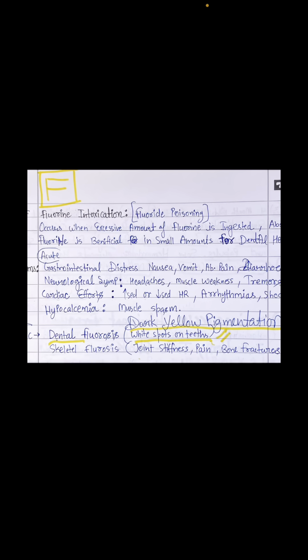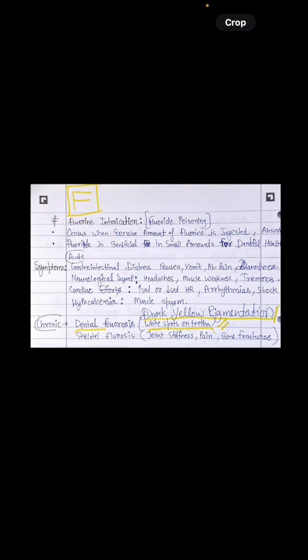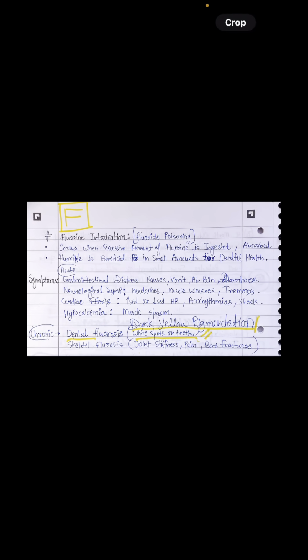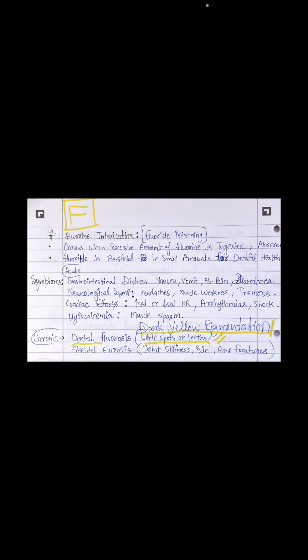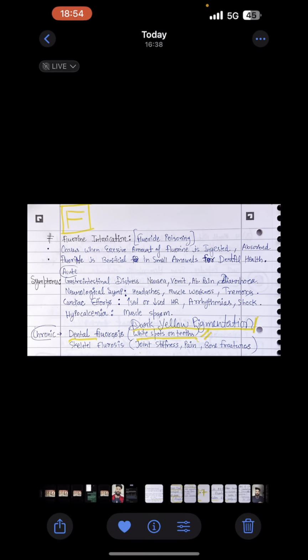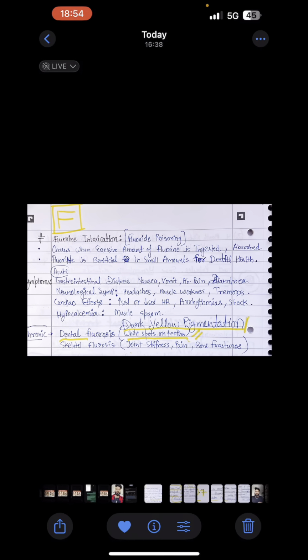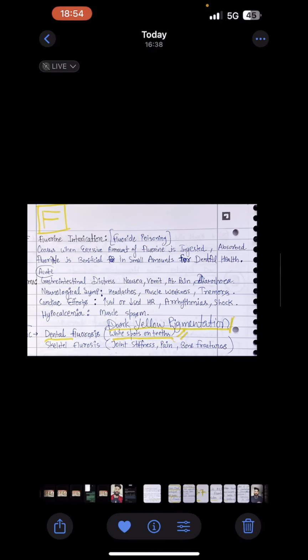The symptoms can be acute or chronic. GI symptoms can be there, neurological symptoms can be there, cardiac effects can be there, and chronic symptoms. The main chronic symptom which we will see in the KROK questions is dark yellow pigmentation of the teeth. Let's have a look over the questions. You will understand everything.